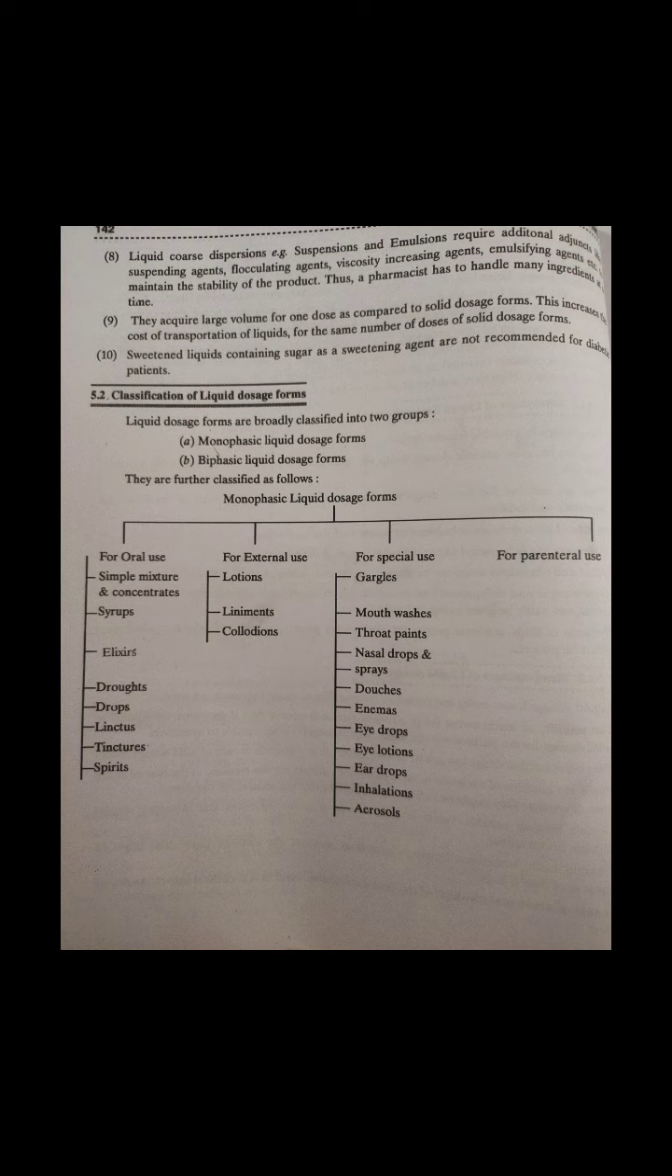Next we have retention enemas. The substances used for retention enemas are chloral hydrate, paraldehyde, warm oil, starch and water. And next we have lubricating enemas, which are vegetable oil and mineral oil. Next is medicated enemas, which have sodium dihydrogen phosphate, sodium phosphate and dialkyl sodium sulfosuccinate.